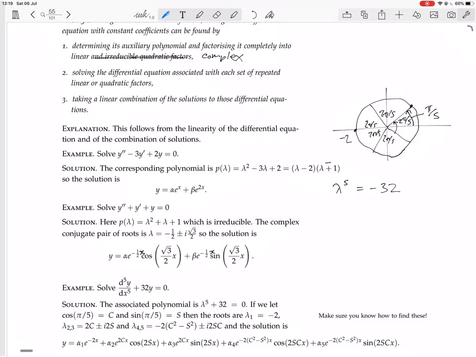So this root over here, if we want to write out its real and imaginary parts, has magnitude 2. We have cosine pi over 5 as the real part, and the imaginary part is sine pi over 5. We also have the conjugate of that, plus or minus, that's this one over here. Then we want this one over here, which is 2 pi over 5 from the x-axis, but back there. Again the size is 2, and we're going to have minus cosine 2 pi over 5, right?